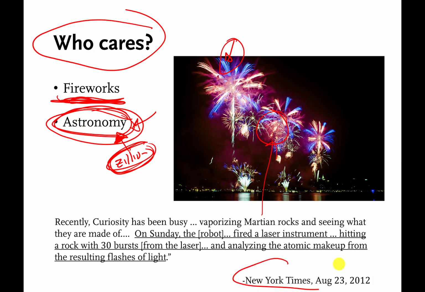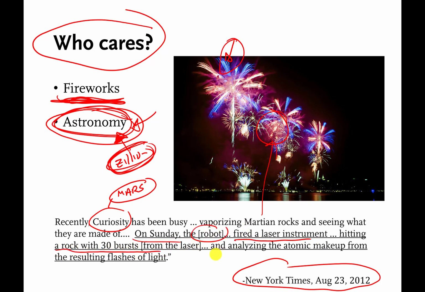This is an old article from 2012. Back then we sent a robot to Mars called Curiosity. So we sent some robot to Mars. This is from the New York Times, and it says, on Sunday, the robot fired a laser instrument, hitting a rock with 30 bursts and analyzing the atomic makeup from the resulting flashes of light. So they're doing the same thing, right? They can tell at least a little bit what those rocks on Mars are made of just by looking very carefully at what colors of light are released when you excite the electrons.